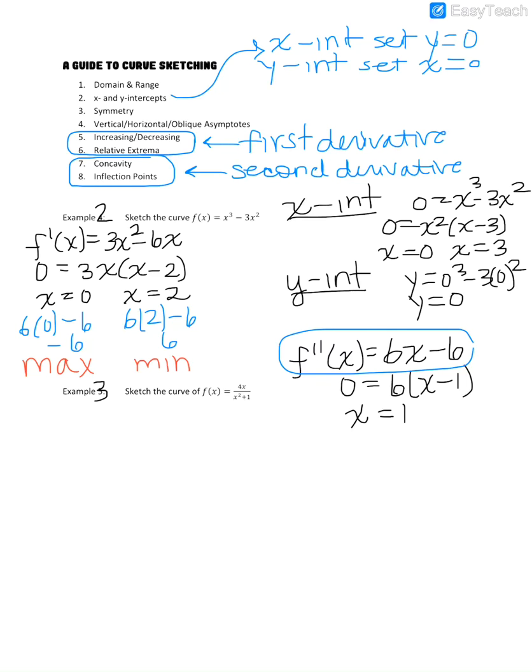Okay, so let me just draw a quick number line. I have 0, I have 2, I have a max at 0, I have a min at 2. If you have a maximum at 0, it means up until that point it was increasing. After that point it was decreasing. Then I have a minimum at 2. So I was decreasing down to 2. Now I need to increase again.